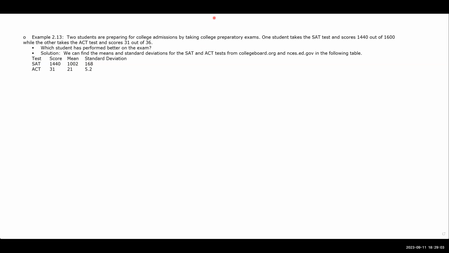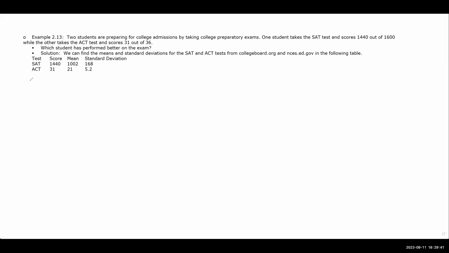Okay. So to figure this out, we need to know the mean and the standard deviation. And let's suppose we found that out. For the SAT, the student got 1440. The mean was 1002 and the standard deviation is 168. For the ACT, the student got 31. The mean is 21. Standard deviation is 5.2. In both cases, the student did better than the mean. But did one do more better than the other?